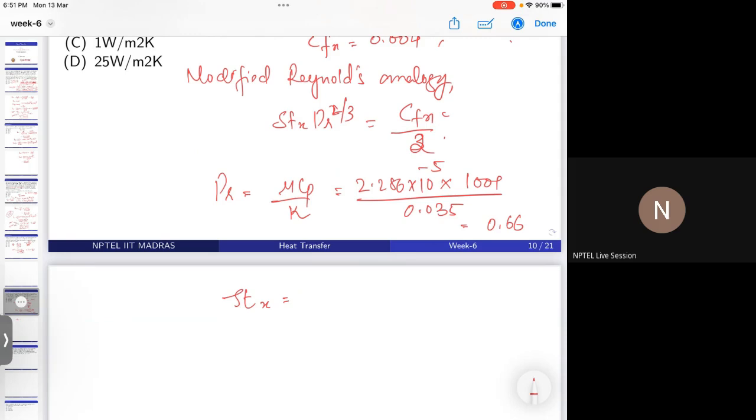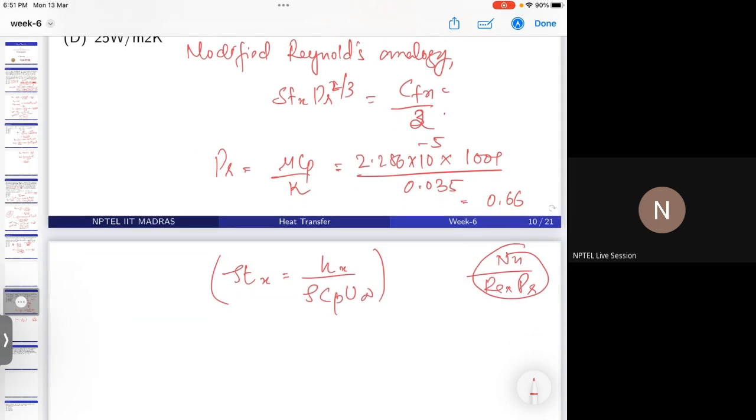So you can refer back to that. That was h. Cf by 2 equal to h by rho U infinity Cp Prandtl 2 by 3. Is it valid? Yeah, the Stanton number, that is Nu divided by Reynolds number, Prandtl number. So if you simplify this, you will get h divided by rho Cp U infinity. This derivation I already did in the last class. You can refer back.